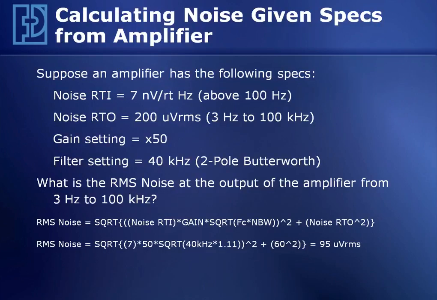Okay, an example will help to put together all the things that we just talked about in the last few slides. I know I'm throwing a lot at you here. I'm hoping that you're following along. But this presentation will be available to look at on our website, so you can go back over it again. Let's suppose we had an amplifier with the following specs. Noise RTI, 7 nanovolts per root hertz, above a breakpoint of 100 hertz. Noise RTO, 200 microvolts RMS, measured from 3 hertz to 100 kilohertz. The gain setting is 50. The filter, which we'll assume is a 2-pole Butterworth, is set to 40 kilohertz.